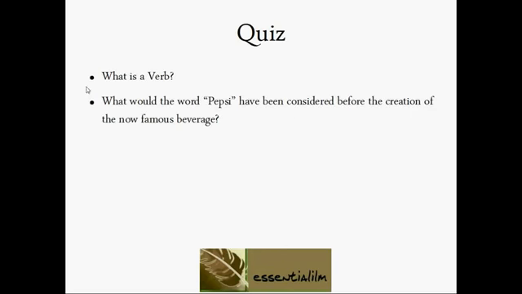Quiz. What is a verb? Now, I highly recommend that whenever questions come, you pause the video, try to answer it, and then press play and see if you got it right or wrong. So what is a verb? A verb is a word that has a meaning by itself, and it's connected to one of the three tenses. And what would the word Pepsi have been considered before the creation of the now famous beverage? Pepsi, before the creation of the drink, would have been considered muhmal, meaningless.